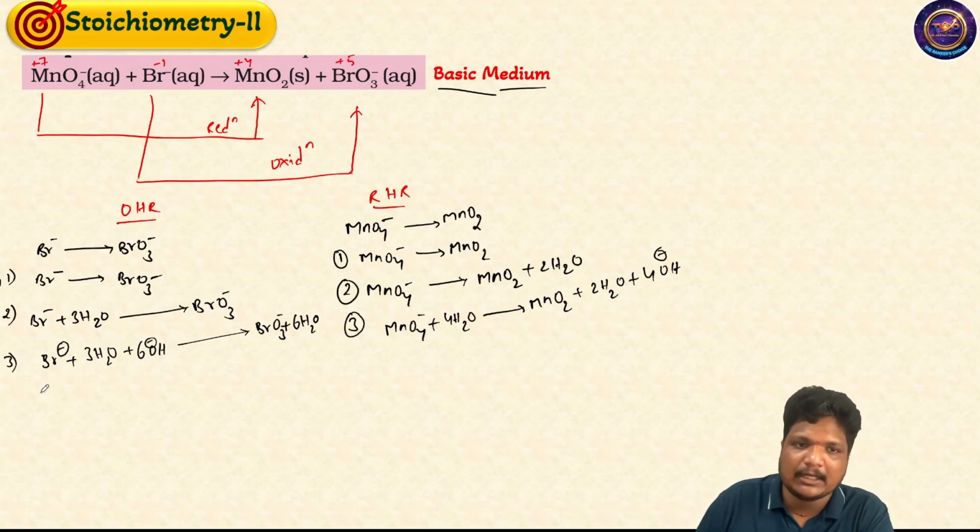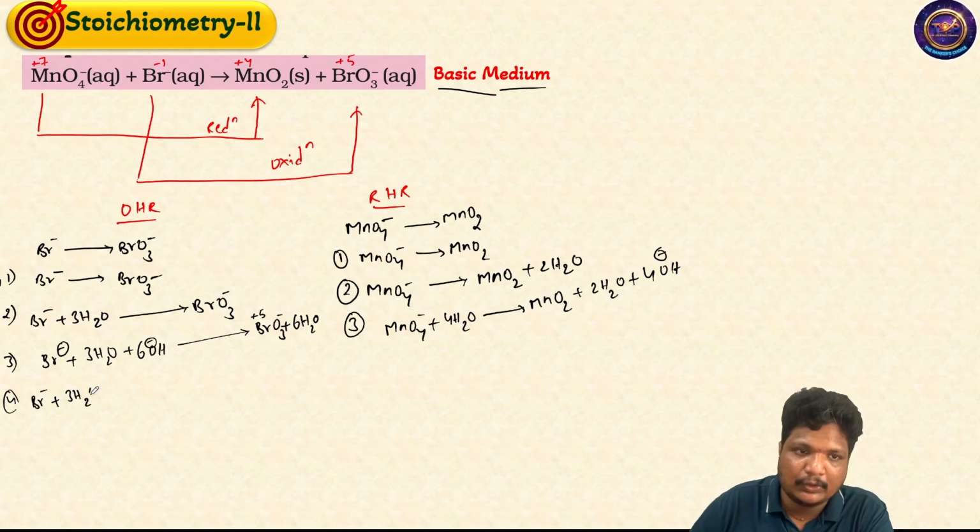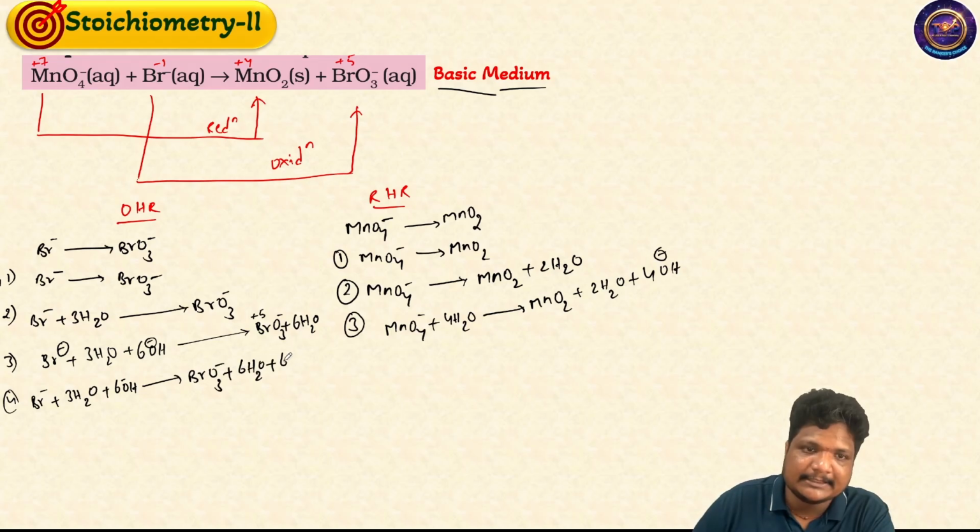So, the number of electrons lost and the number of electrons gained. Here bromine, which is in the -1 oxidation state, is converted into the +5 oxidation state. So -1 to +5 means a total of 6 electrons are lost by this Br minus. In the fourth step I can write it as Br minus plus 3H2O plus 6OH minus gives rise to BrO3 minus plus 6H2O plus 6 electrons.